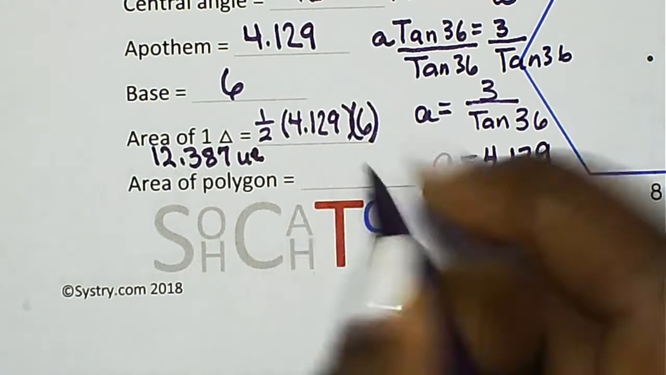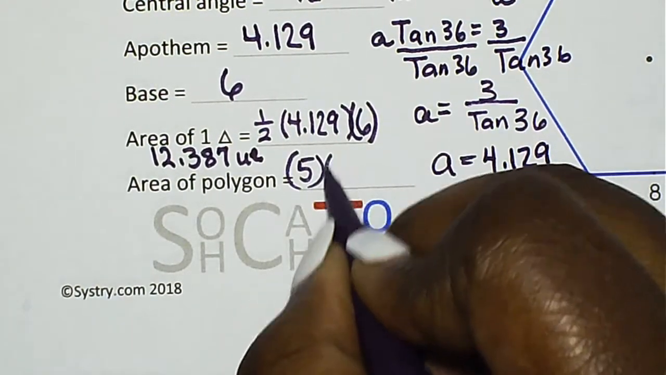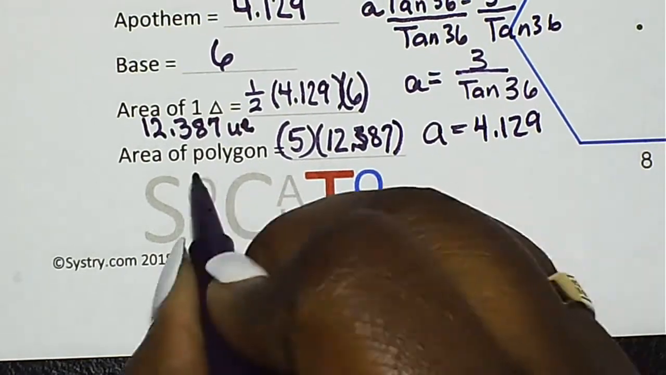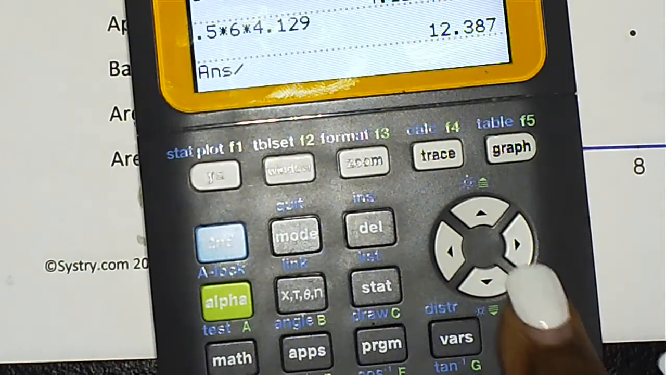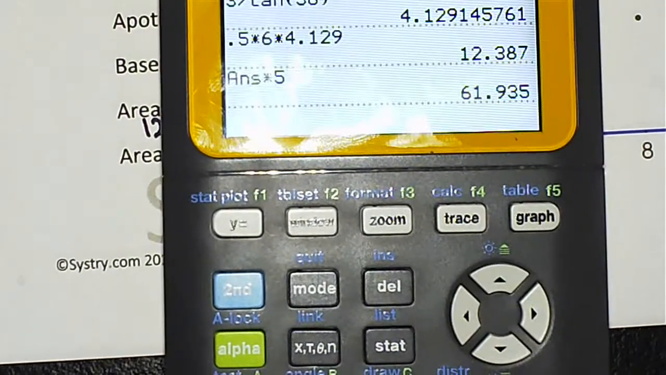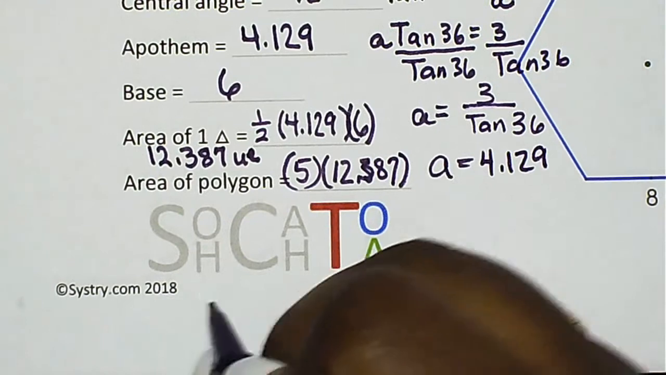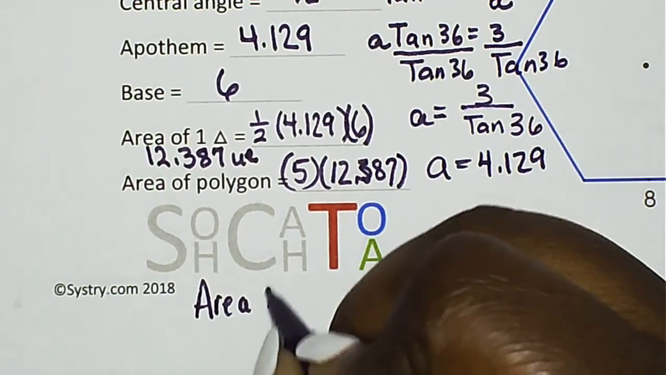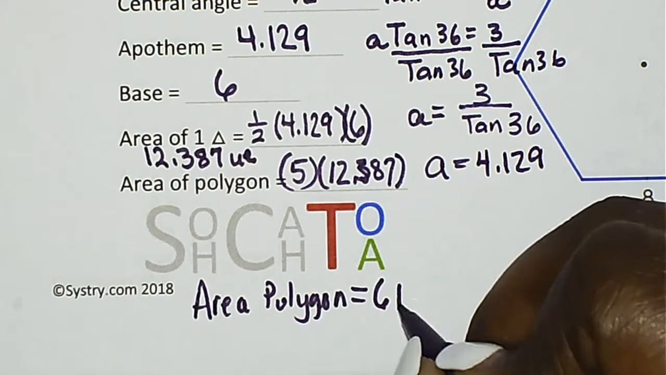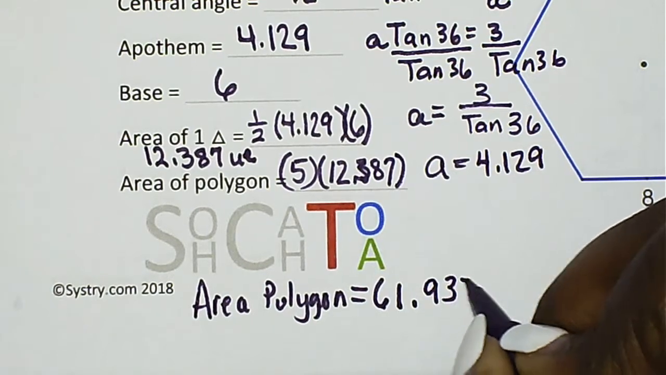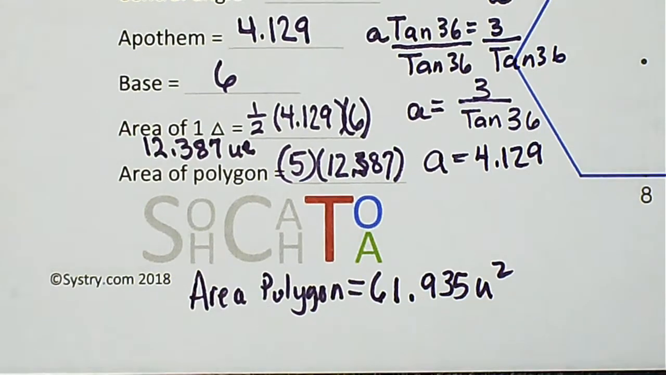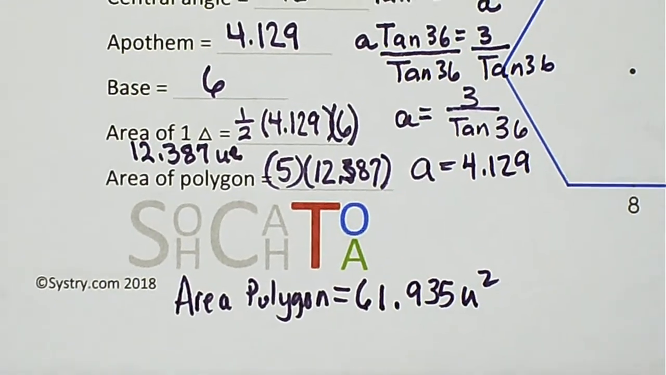The area of the polygon is going to be 5 times that because I got 5 of those triangles. So the area of the polygon is, I just say times 5. Take my answer times 5. 61.935. So the area of the polygon is 61.935 units squared. These are your longest notes of the day. You need to pause, go back over it, and see if you missed something.